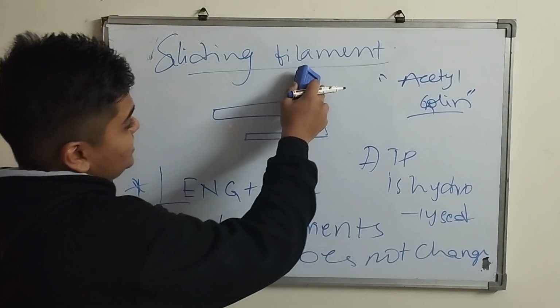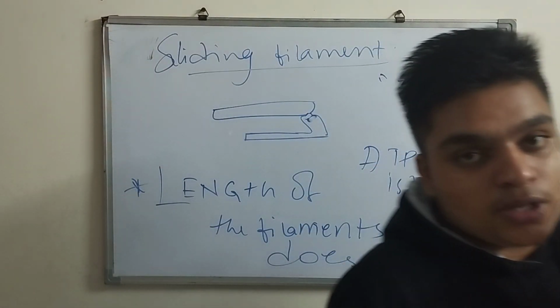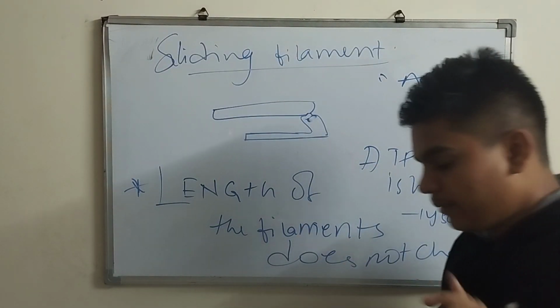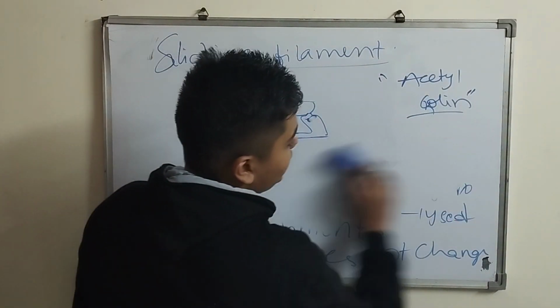Why are we calling it a sliding filament? Filaments are sliding over each other. Got it? Any doubt? Comment down. Now we have completed the important topics of locomotion.